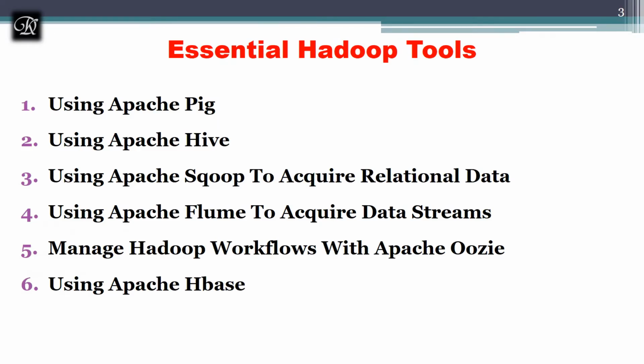Let's begin with the essential tools. In this video, I'll discuss 6 essential tools according to the syllabus. The first one is Pig, next Hive, next we are going to use Sqoop, and next Flume. Next we'll discuss Oozie, and next HBase.